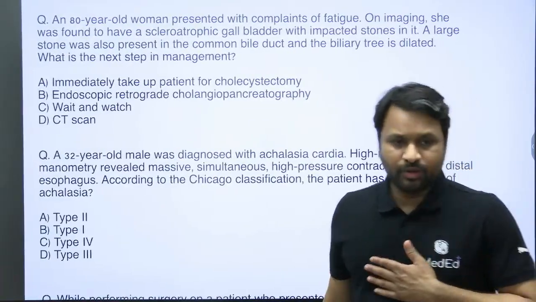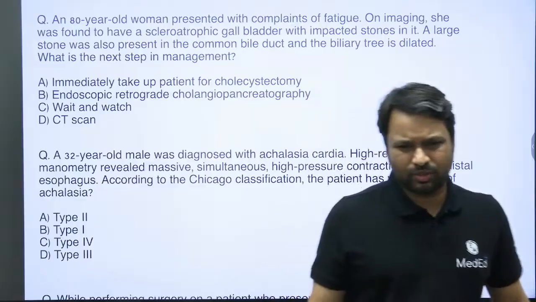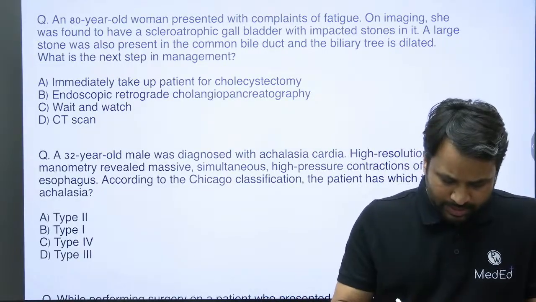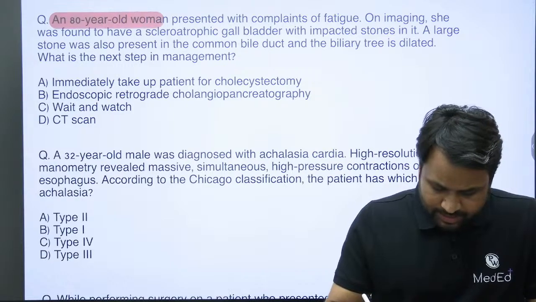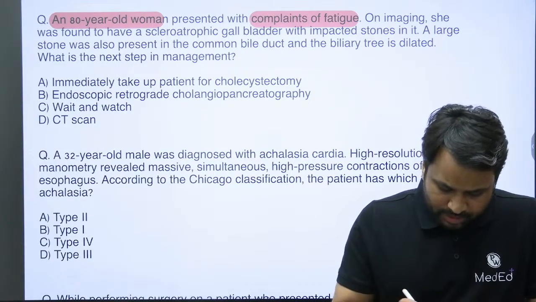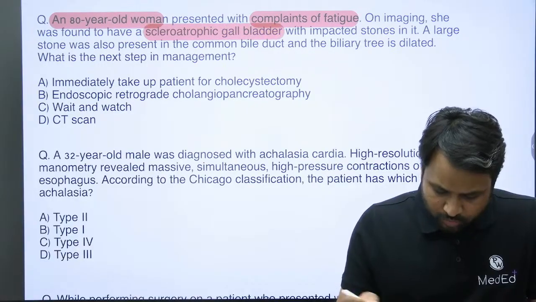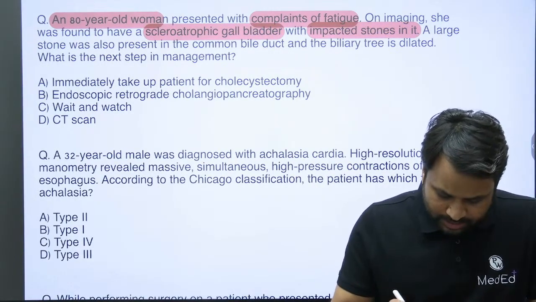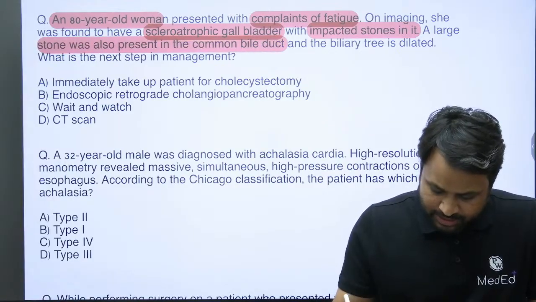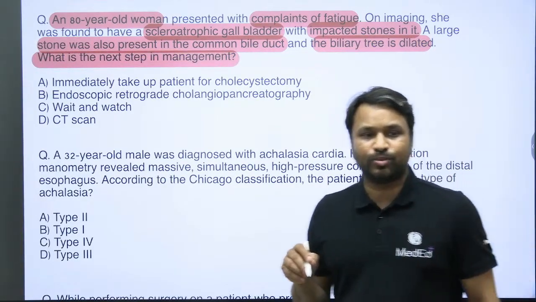Can we move on now to previous questions that were asked in GIT? I think this is more or less something you can quickly stream through. For my component, I have an 80-year-old woman presented with complaints of fatigue. On imaging, she was found to have a sclerotrophic gallbladder with an impacted stone in it. A large stone was also present in the CBD, and the biliary tree is dilated. What is the next step in the management?